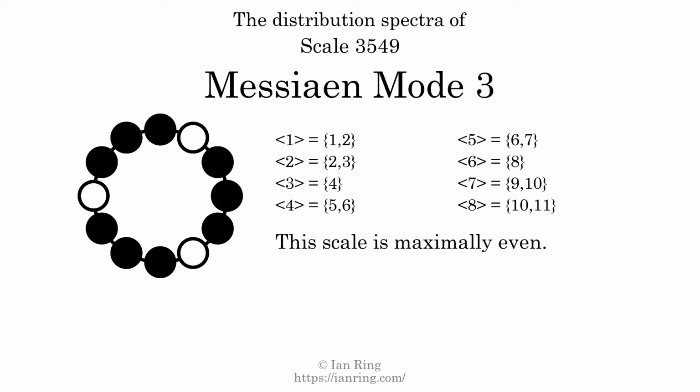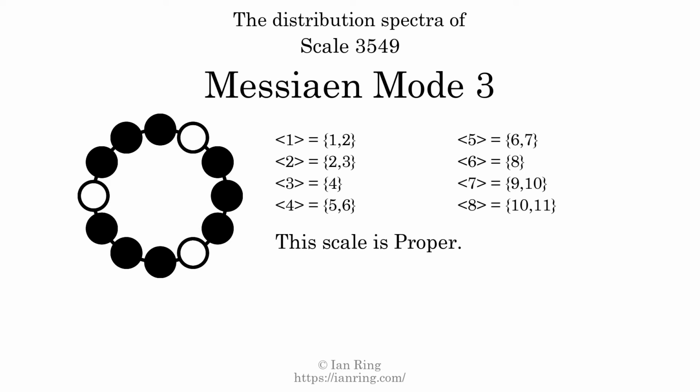The highest spectrum width is 1. Since it is less than or equal to 1, that means this scale is maximally even. If every spectrum has exactly 2 specific intervals, we call that the Myhill property. This scale does not have the Myhill property.